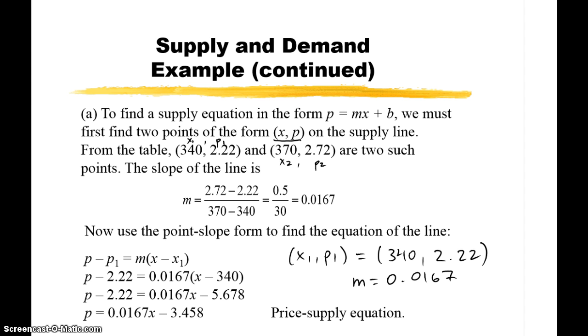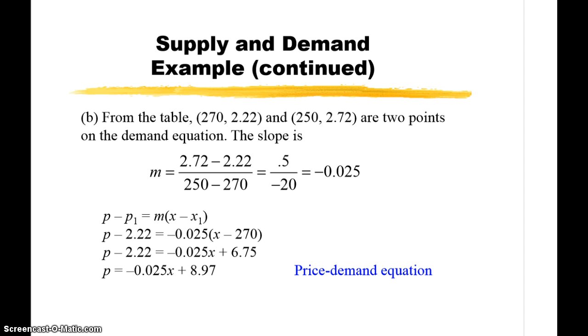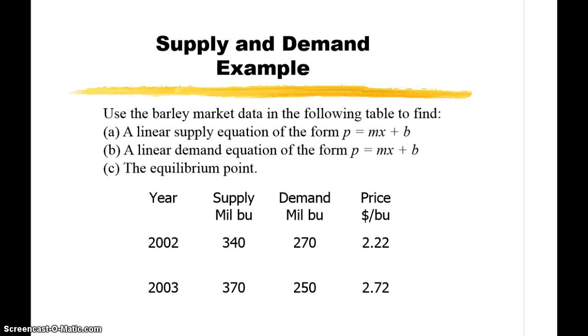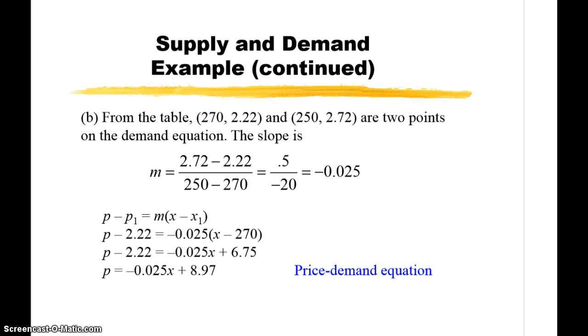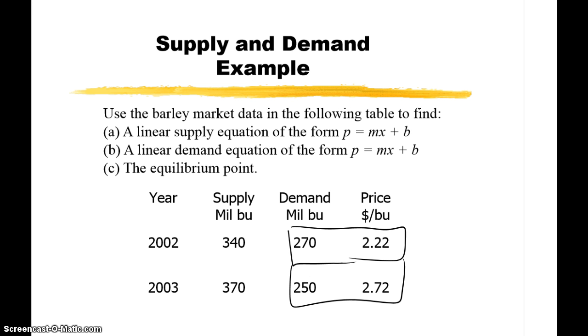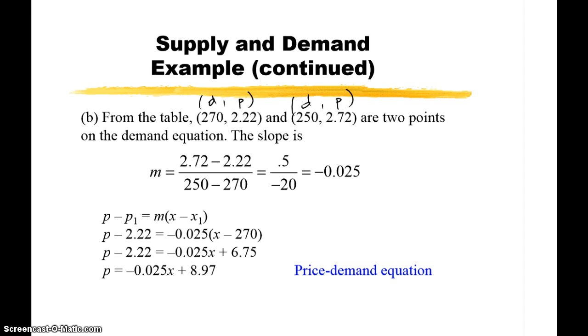Well, we get to repeat the same exact process for the price demand equation. It's just that now when we look at our chart, we're going to be looking at the demand values and the corresponding price. So we're now looking at ordered pairs of the form D, P. Let's call it D just to differentiate it. And once again, we get 270, 2.22. Here's the first one. 250, 2.72, the second one. And we use that to find the slope to be negative 0.025.